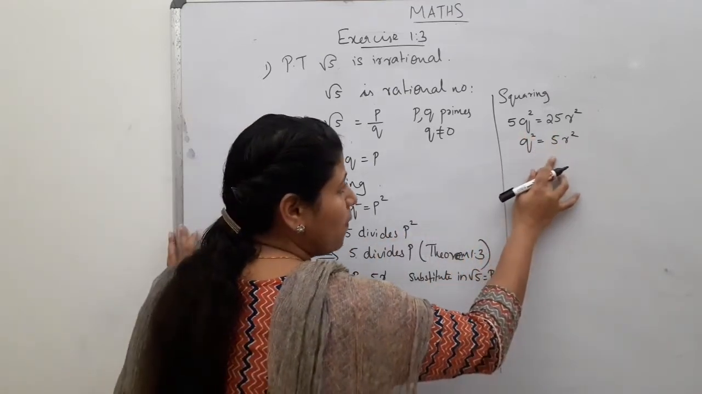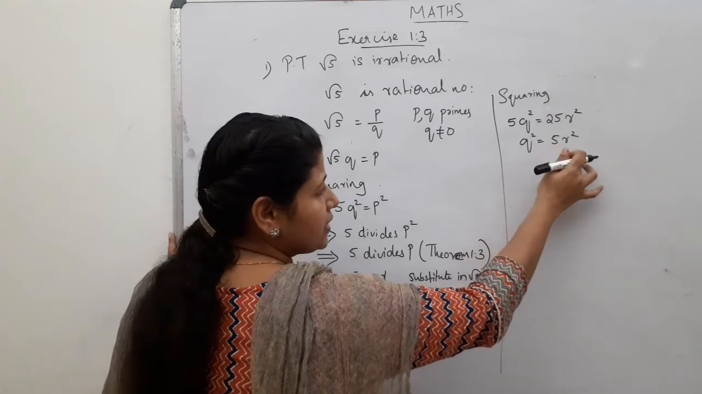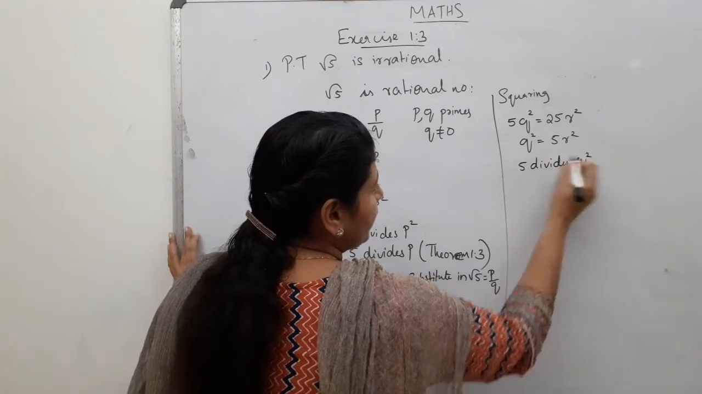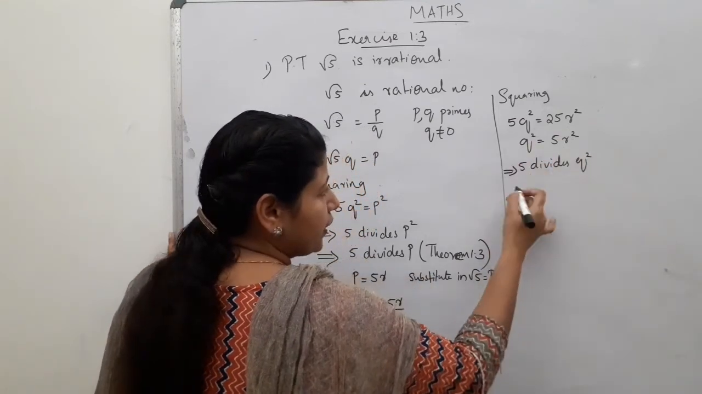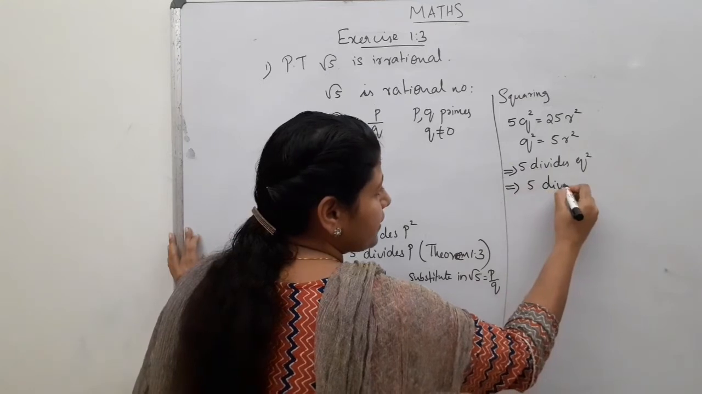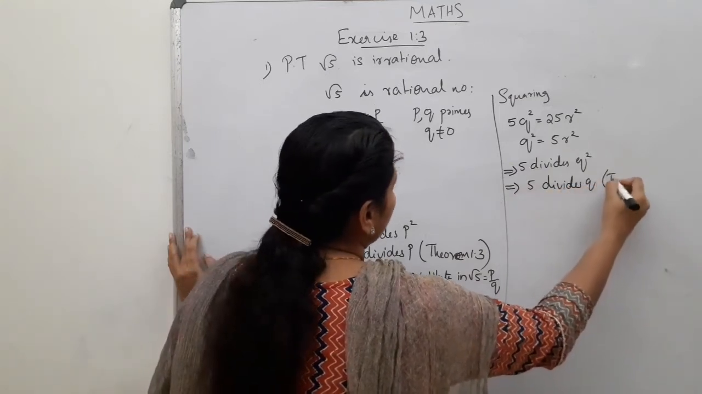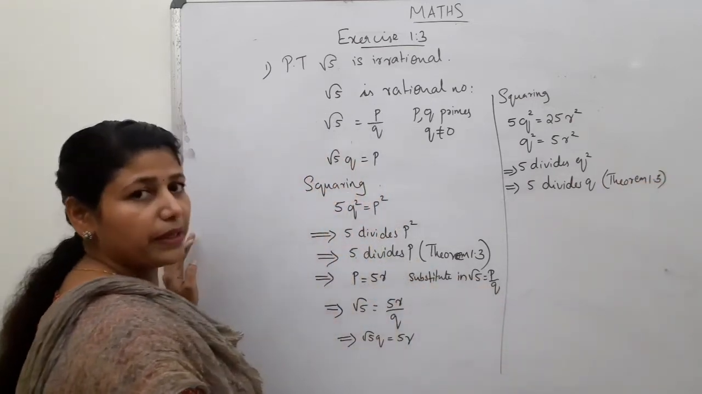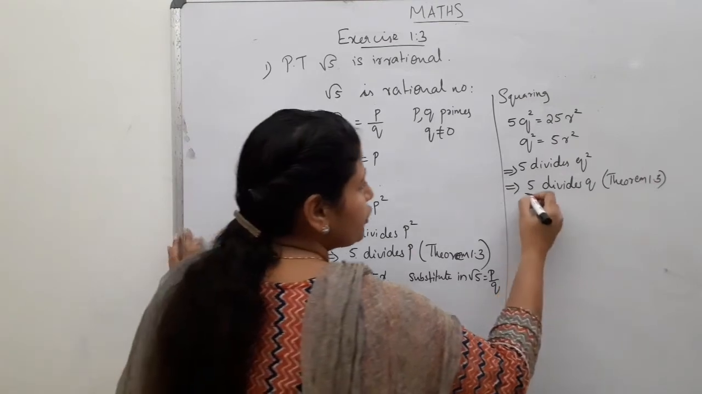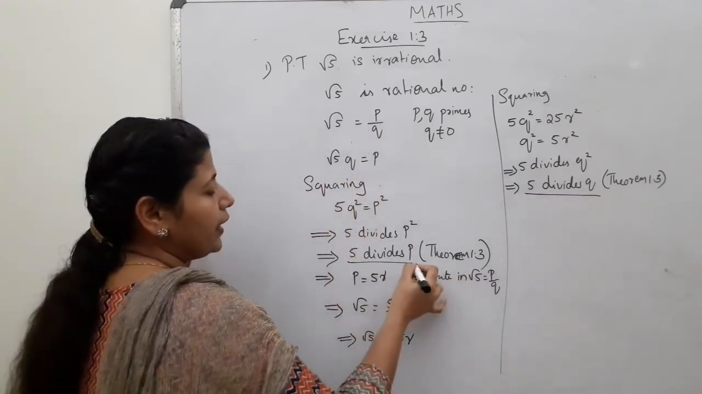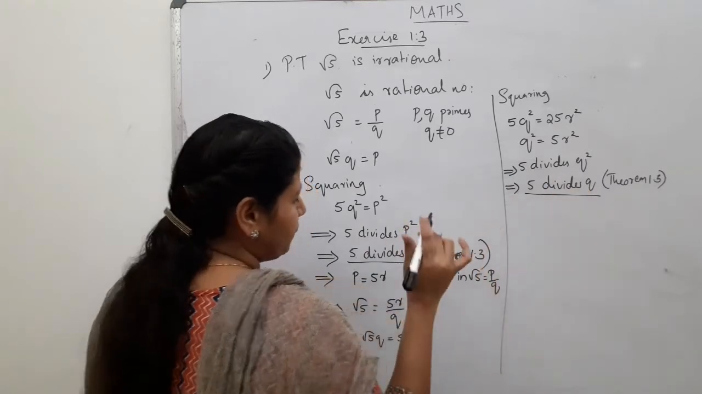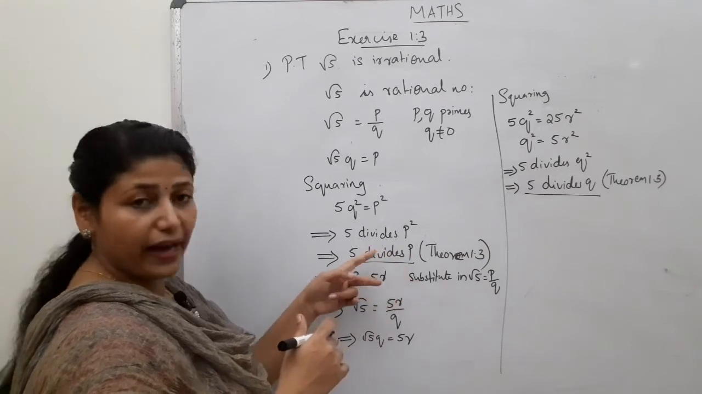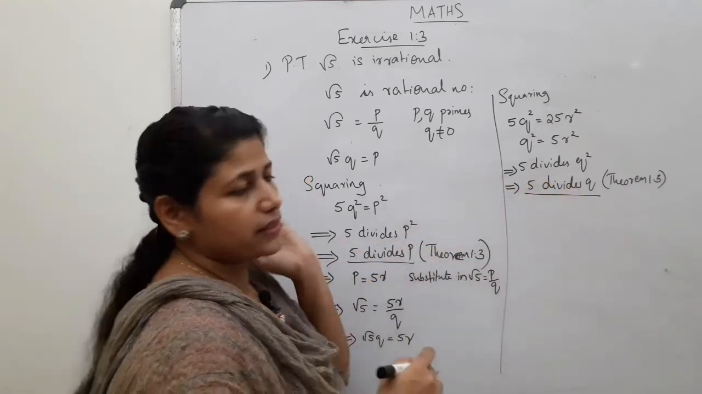What does this mean? Q square is the product of 5 and R square, which means 5 divides what? Q square. 5 divides this Q square, which means 5 divides Q using theorem 1.3. That means if P divides A square, then P must divide A. So we got two conditions. One, 5 divides P and then 5 divides Q. What is the meaning of these two sentences? That means P has a factor 5 and Q also has a factor 5.